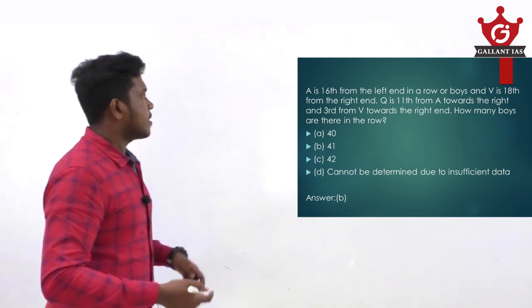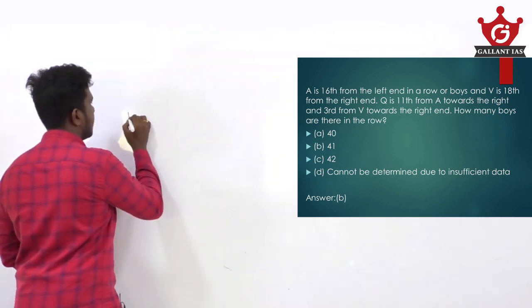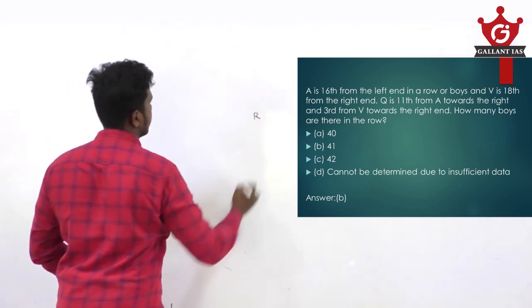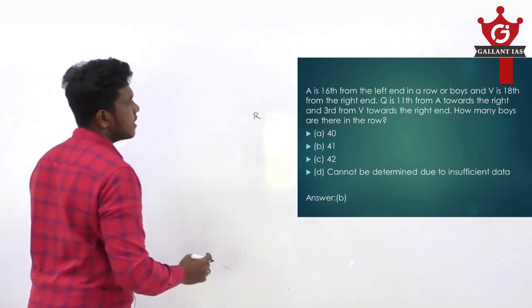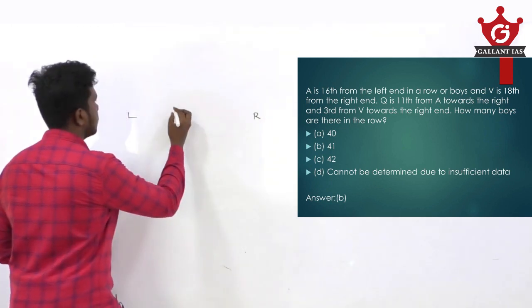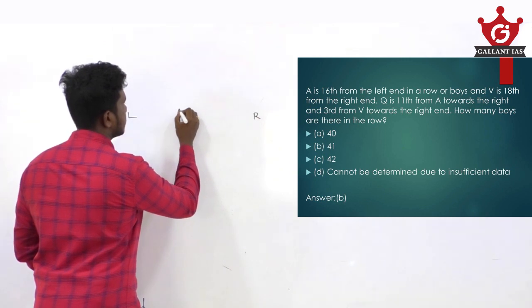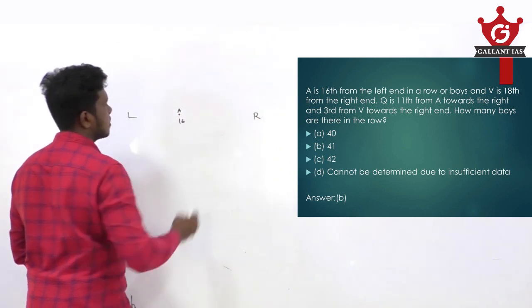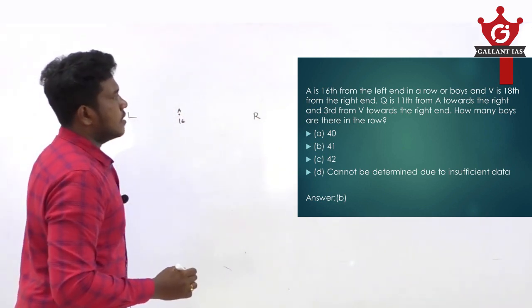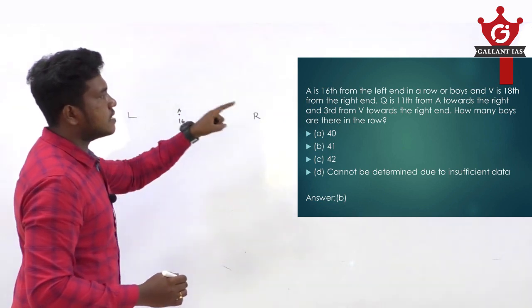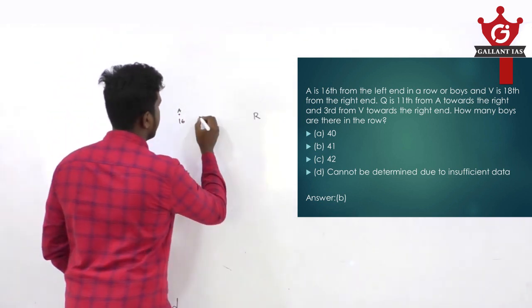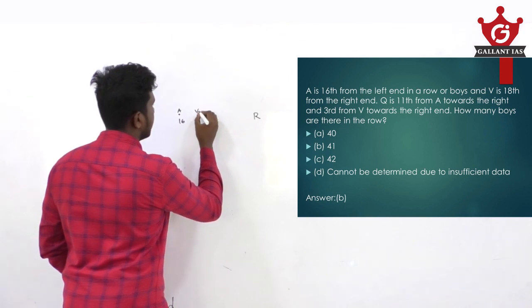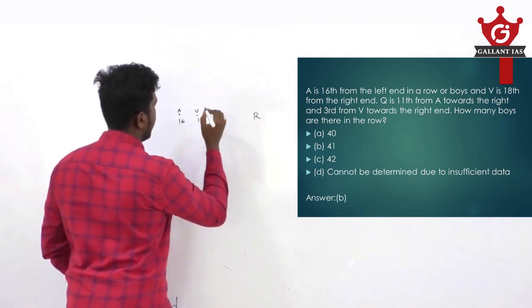So look here. First of all, mark the left and right. Now it is said that A is 16th from the left. So let A be here. His position is 16, right? And B is 18th from the right. So let B be somewhere here. He is 18th.